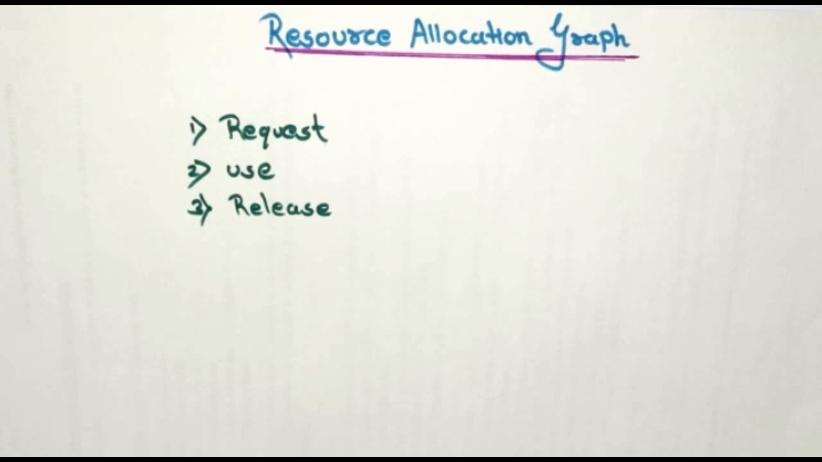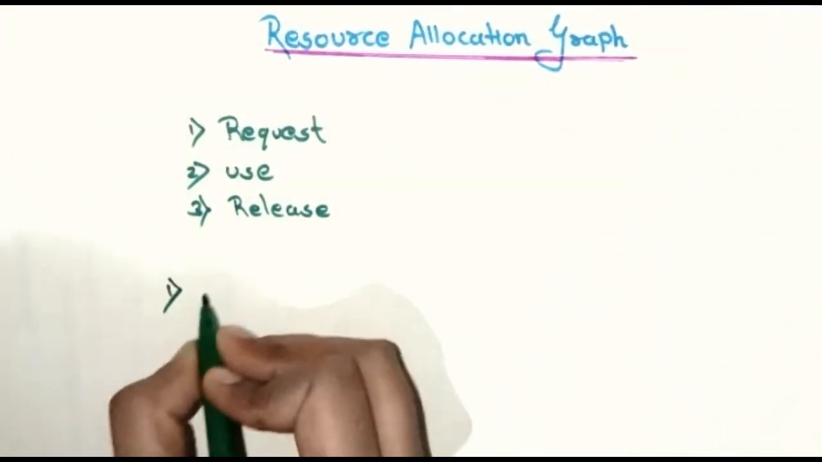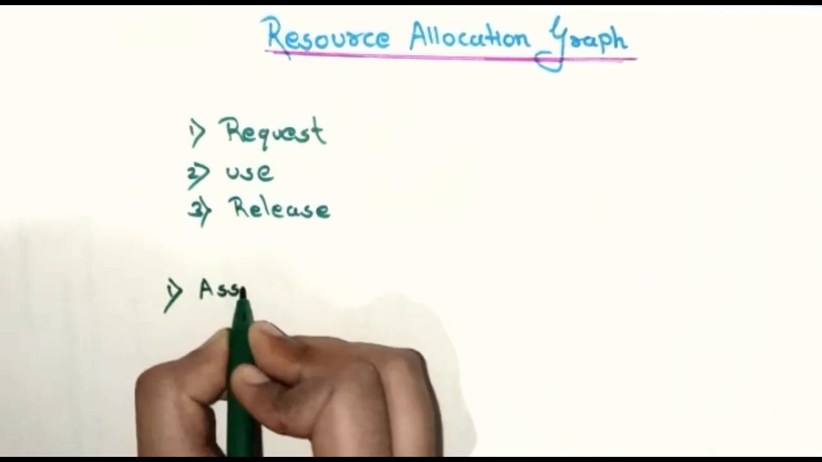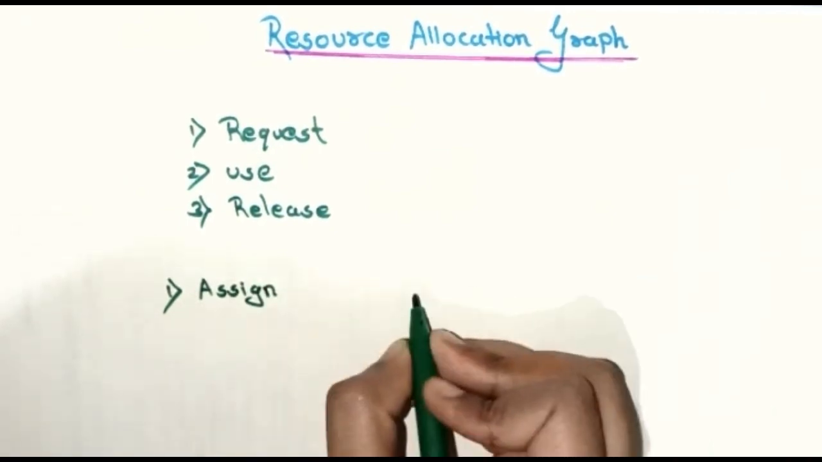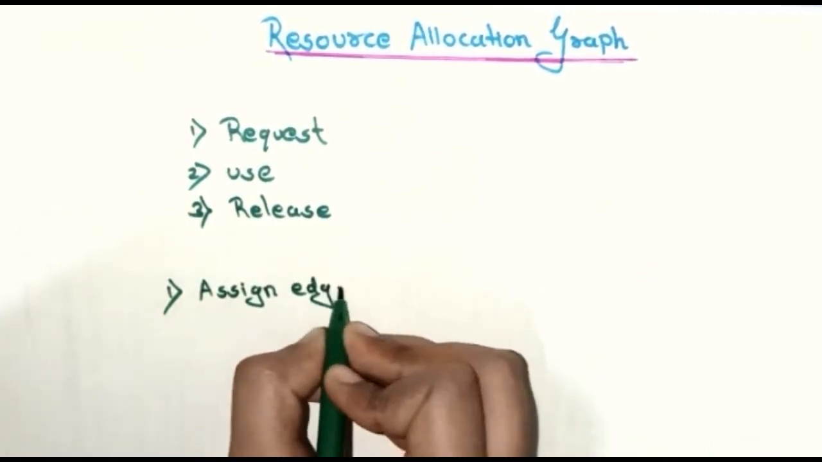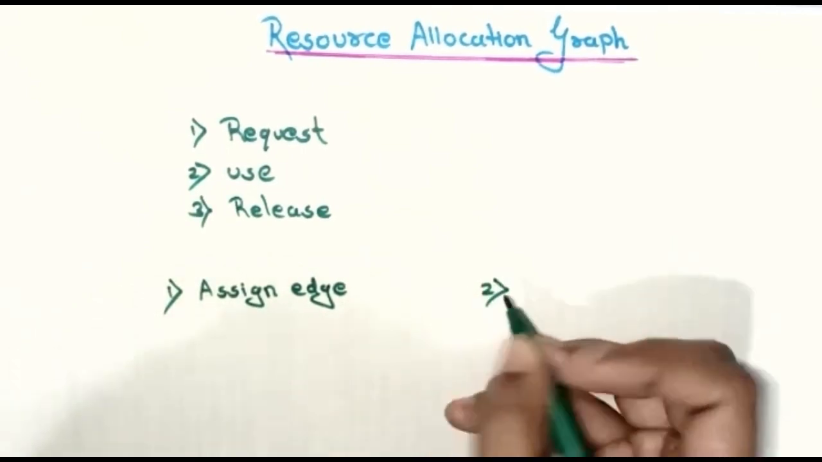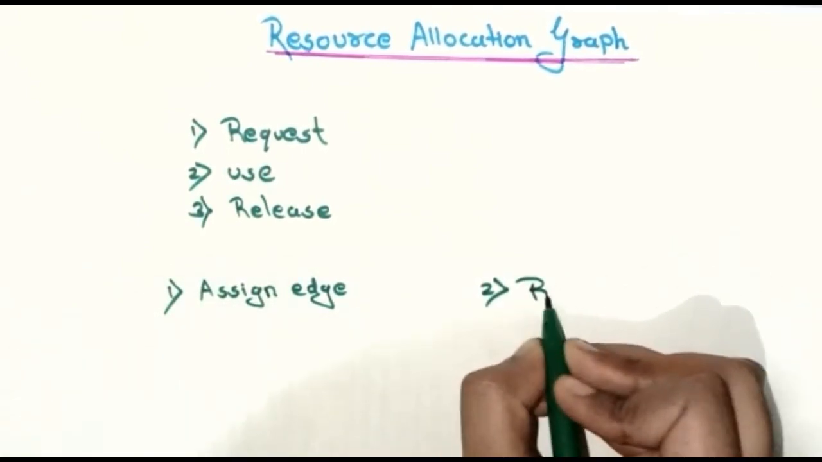So in a resource allocation graph, edges are present. The edges are of two types. First one is the assign edge, and the second one is the request edge.